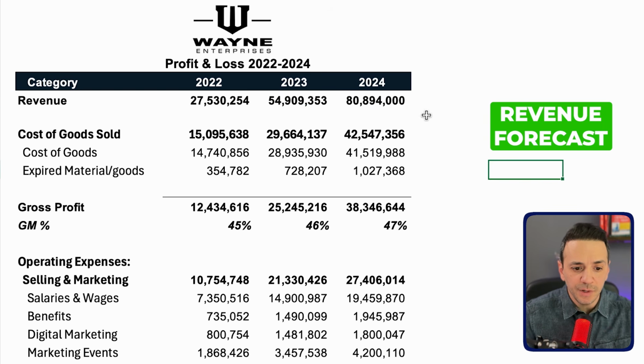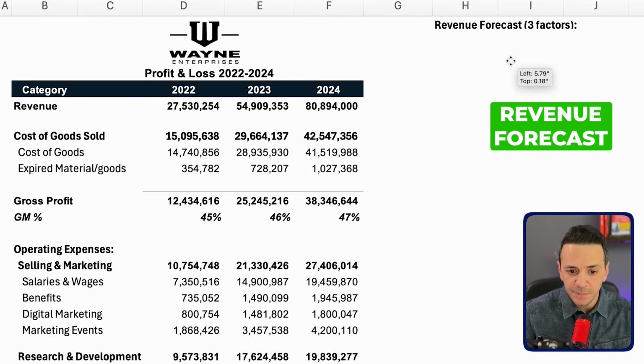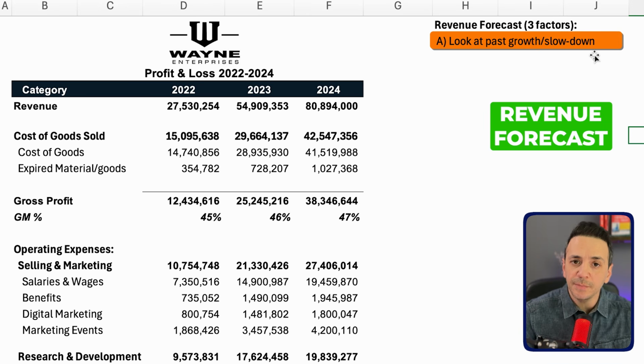Okay, so looking at revenue, in 2024, revenue was $80 million. The year before that was $54 million, and then it was $27 million before that. To be able to forecast revenue, what we're going to do is look at three factors. The first one is going to be to look at the past growth or slowdown. So we'll look at the year-over-year growth or slowdown of that growth and figure out what is the percentage of growth in revenue year over year.